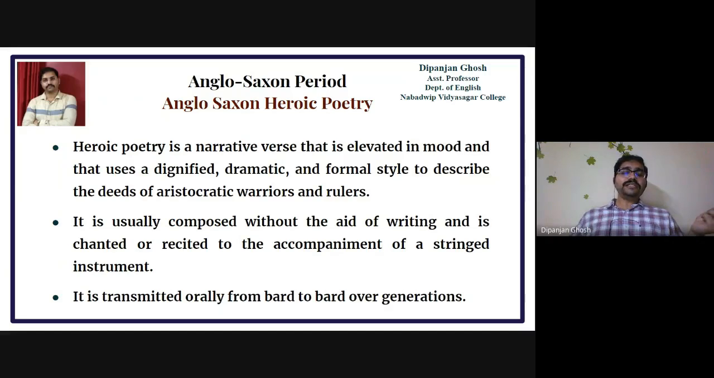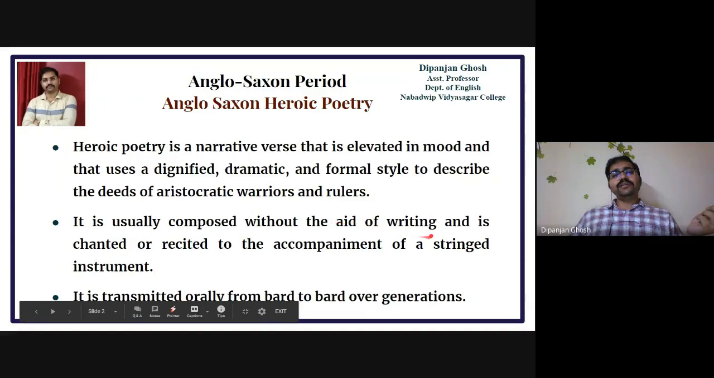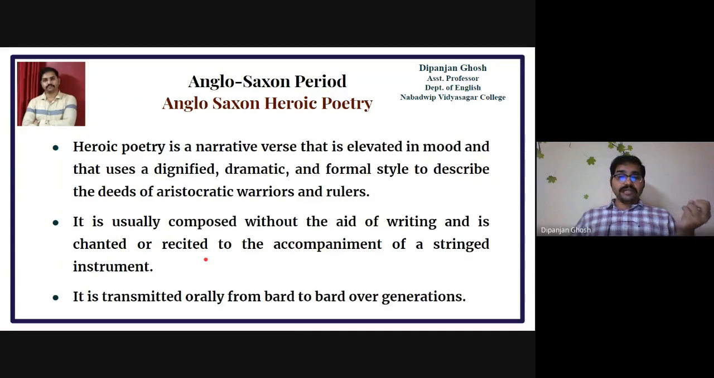Okay, so then it says that it is usually composed without the aid of writing and is chanted or recited. Now, there is the particular reference that I have already mentioned in this lecture, that whenever we deal with this particular pattern of writing, there is a provision for the scopes or the minstrels, and ultimately we'll get that these patterns of poetry were chanted or recited with the accompaniment of stringed instruments. So it's a kind of bard, you see, B-A-R-D, a kind of minstrel or scop who is associated with the chanting or reciting of such poems as Anglo-Saxon heroic poetry.